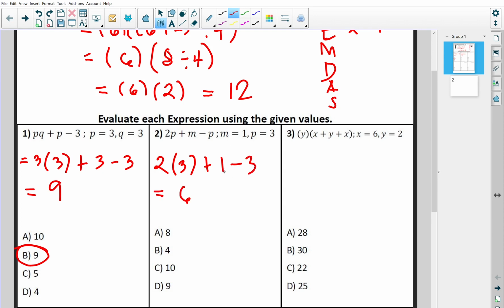We could actually do this ahead. 1 minus 3, be careful with the signs. It's actually 3 take away 1, which is 2, but the sign is retained as a negative. So it's a negative 2. 6 minus 2 is 4. And therefore, the answer is B.